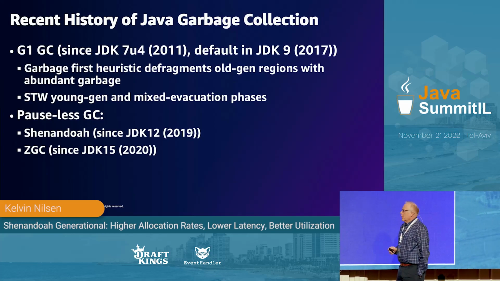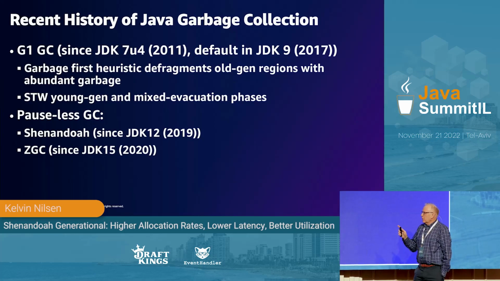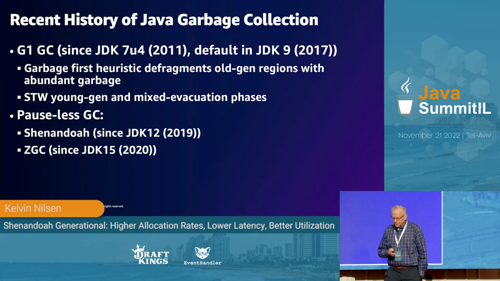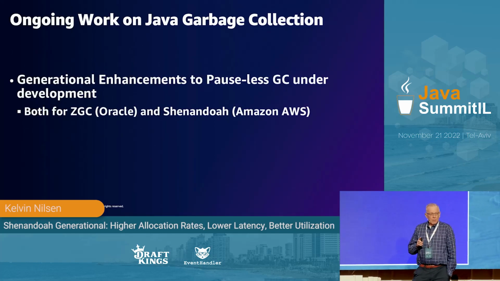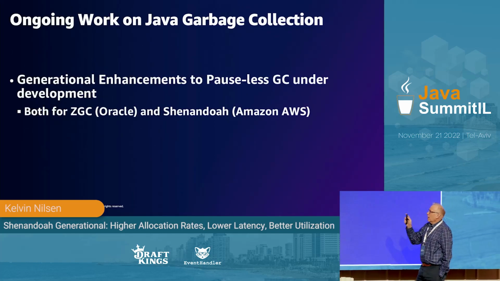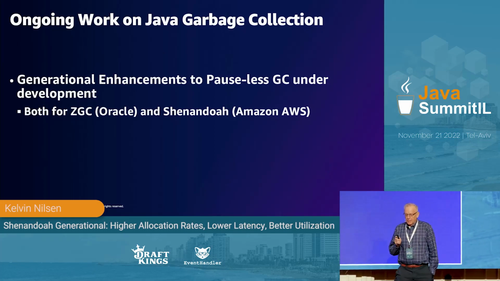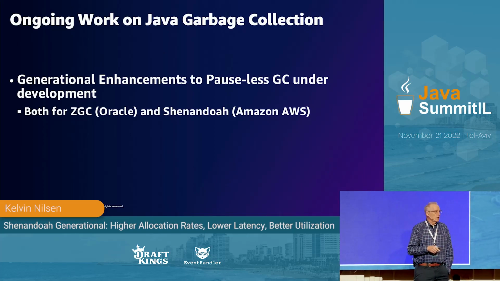Shenandoah was introduced with JDK 12 around 2019, ZGC, JDK 15, 2020. These are when they were first available for production use. They actually began experimentation and development before these release dates. So, focusing today's talk on the generational enhancements to Shenandoah particularly, but Oracle is also working on generational enhancements to ZGC.